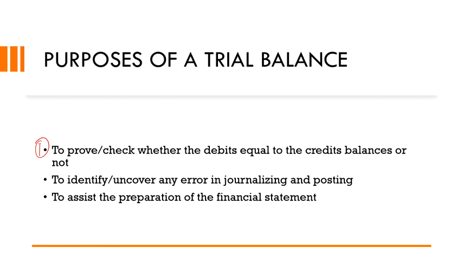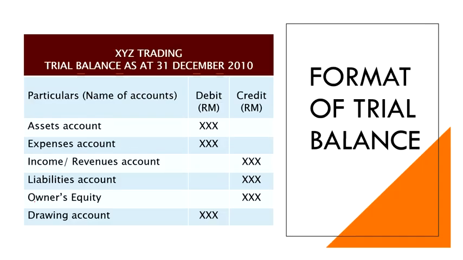Second, to identify any error in journalizing and posting. Journalizing ni journal entry lah, debit and credit. Posting is posting into the accounts, which accounts. Okay, third, we prepare this trial balance to assist the preparation of financial statement. So these are the purposes of trial balance. So now let's take a look at the format of trial balance.